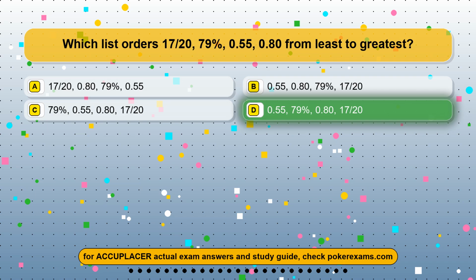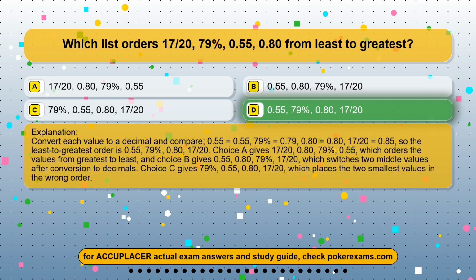The correct answer is option D, 0.55, 79%, 0.80, 17/20. Convert each value to a decimal and compare. 0.55 equals 0.55, 79% equals 0.79, 0.80 equals 0.80, 17/20 equals 0.85, so the least-to-greatest order is 0.55, 79%, 0.80, 17/20.